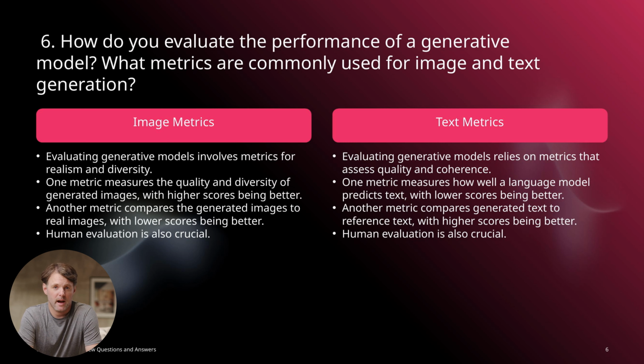The sixth question is, how do you evaluate the performance of a generative model? What metrics are commonly used for image and text generation? The answer is, evaluating generative models is tricky because we want them to be realistic and diverse. Common metrics include, for images, Inception Score, IS, measures the quality and diversity of generated images. Higher is better. Fréchet Inception Distance, FID, compares the generated images to real images. Lower is better. For text, perplexity measures how well a language model predicts text. Lower is better. BLEU score compares generated text to reference text. Higher is better. Human evaluation, asking people to judge the quality of the generated content, is also very important.